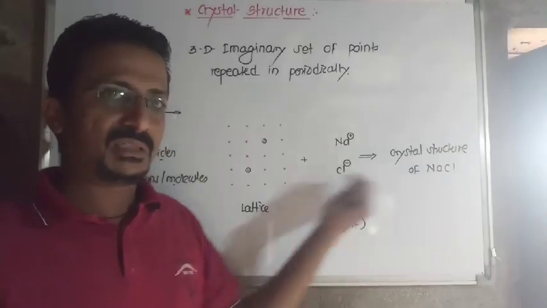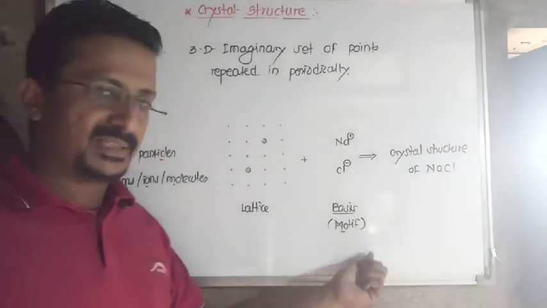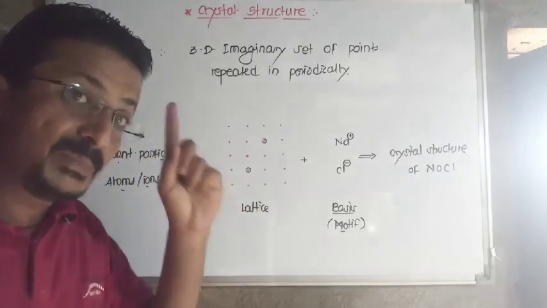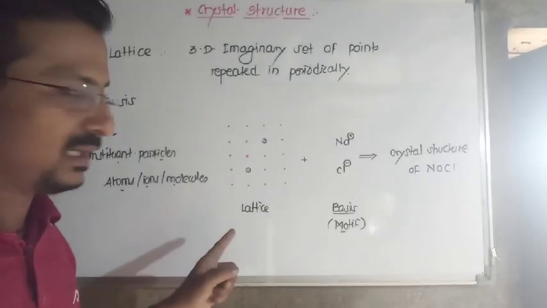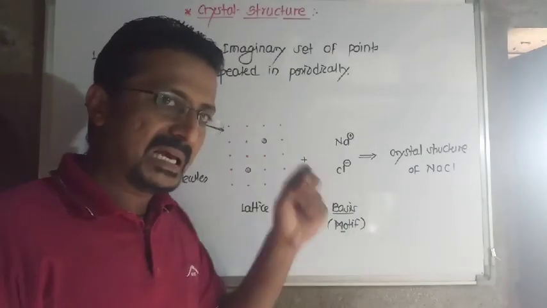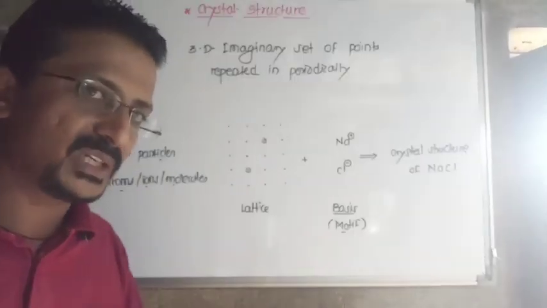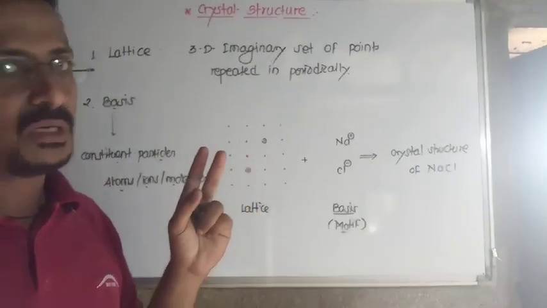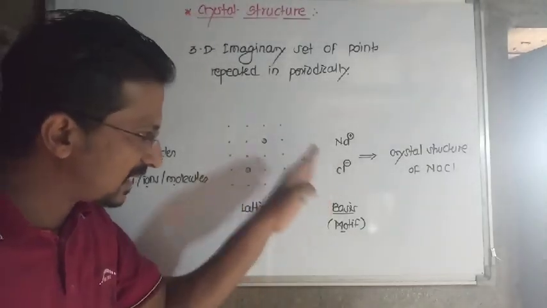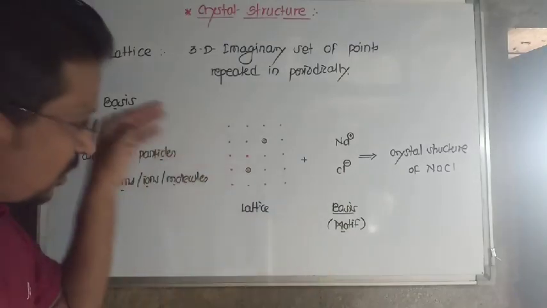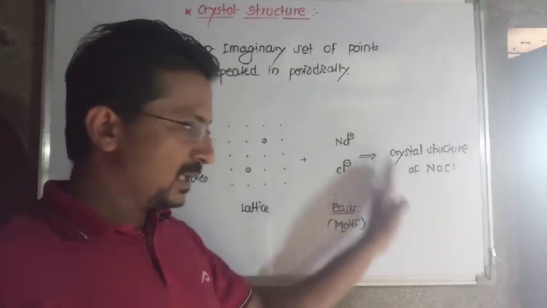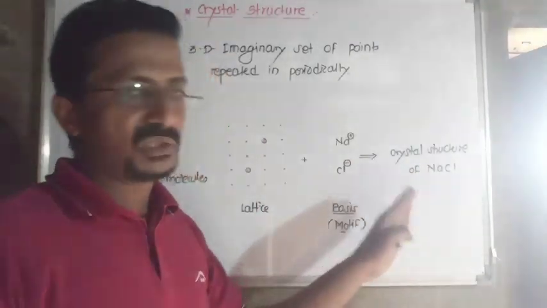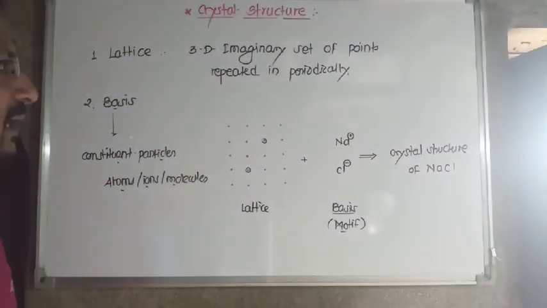The basic requirement for the formation of any crystal structure is the lattice and the basis. Lattice is an imaginary set of points in three dimensions in a periodic sequence, and the motif or basis are the constituent particles, maybe atoms, ions or molecules. Remember well. If you place these atoms, ions or molecules on the lattice points, it results in the formation of a crystal structure. It is also called a crystal space lattice.